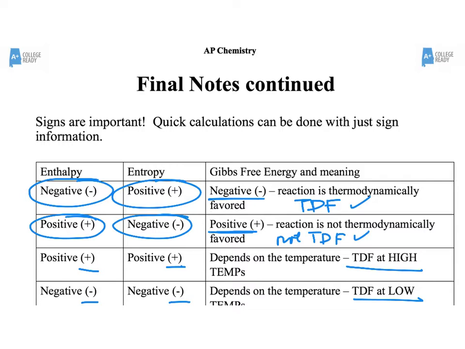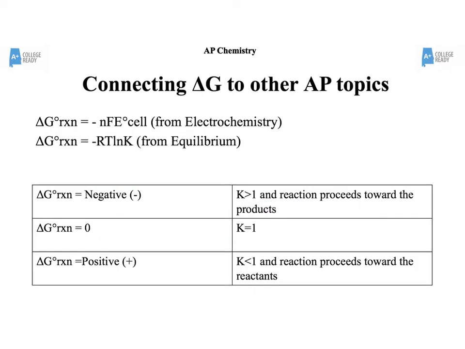Last thing about delta G's, sometimes you have to connect them to other AP topics. We've already covered electrochemistry, hopefully, so you've already hopefully done this calculation. Delta G is equal to negative n F E, the E of the cell, Faraday's constant, moles of electrons. If you can plug those things in, you can decide if it is a galvanic cell or an electrolytic cell.